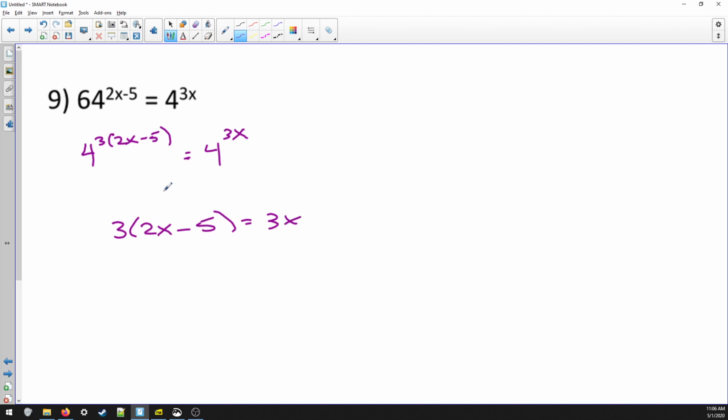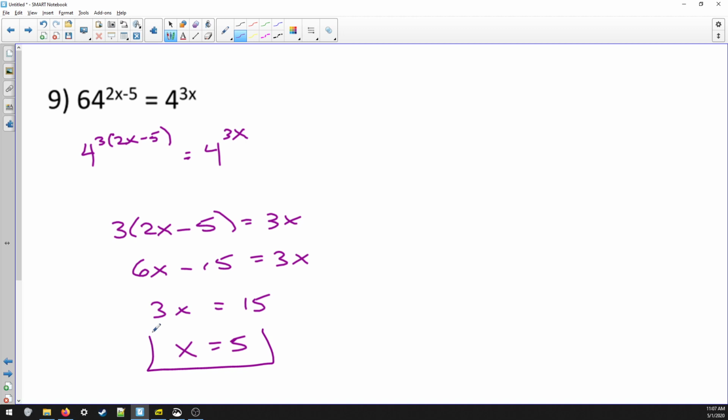I'm going to start off by doing a distribute. That's 6x minus 15. Then I'm going to subtract the 3x to the left, and I'm going to add the 15 over to the right. Then I'm going to divide both sides by 3, and I get that x is equal to 5. The domain for exponentials is everything. You can have positives, negatives, zeros, and fractional exponents. So we don't have to check for extraneous solutions. x equals 5 is a good answer. So this is number 9.